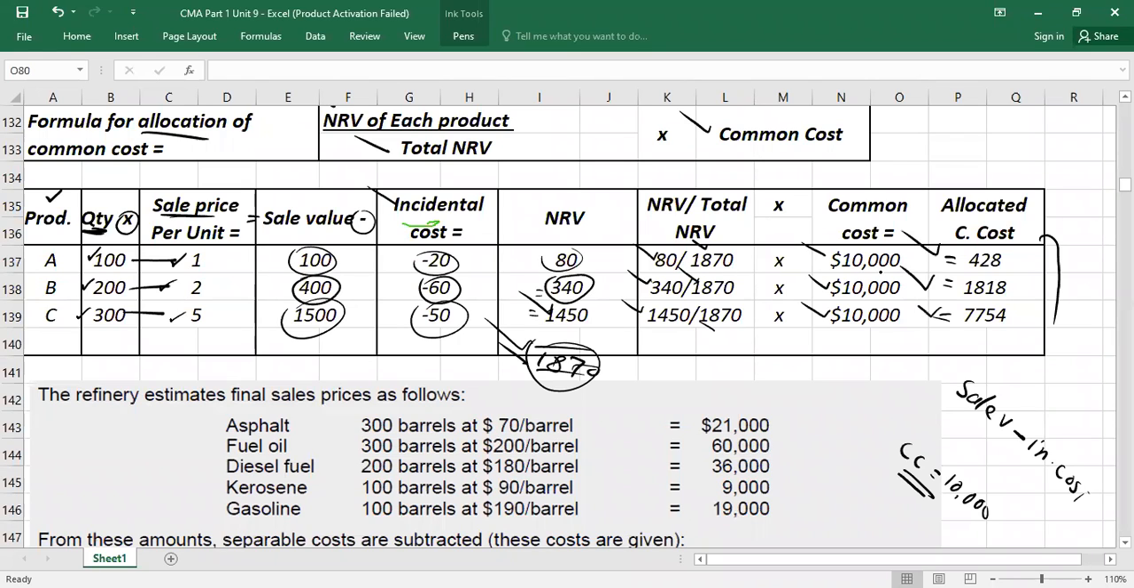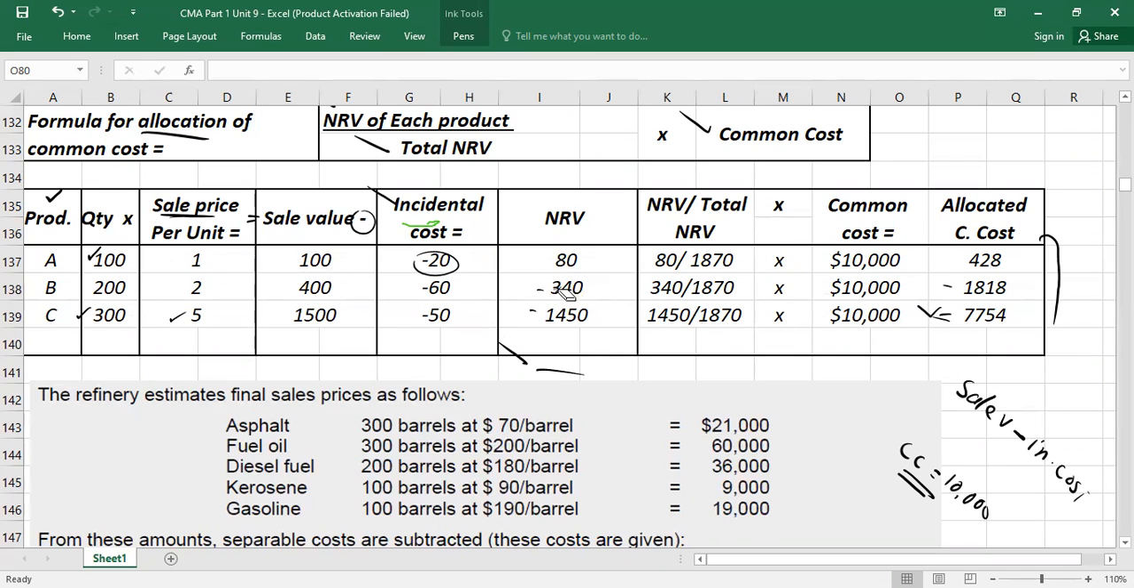Understood? It means here you are allocating common cost based on NRV. Just remember the formula. NRV is always equal to sale value minus incidental cost. Understood? And this is how you will do it. So I will request you, please take a note of this, then we'll move forward. Quickly write down this format, guys, because it is good if you write it.